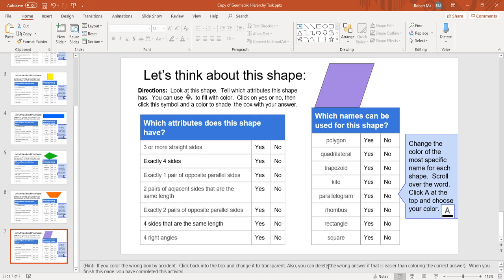So hopefully this kind of gives you an idea of how shapes can be categorized in multiple different ways. And remember, you just got to really memorize these shape attributes.